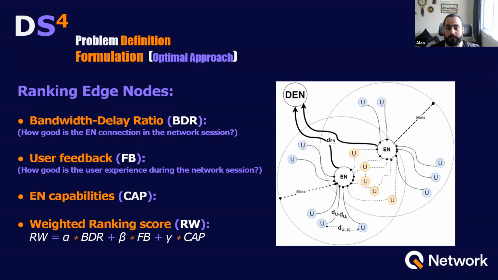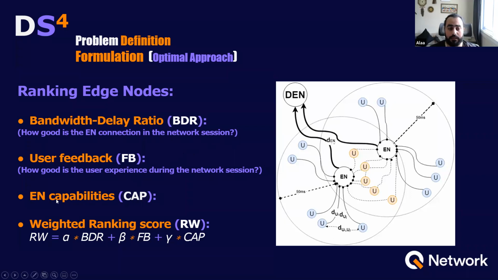In order to formulate the problem and define the optimal approach, we came up with a few ranking mechanisms, or formulations. One of them is the bandwidth to delay ratio, which tells us how good the edge node connection is to the network session. The second one is user feedback, how good the experience was during the network session, and that returns the quality of experience.